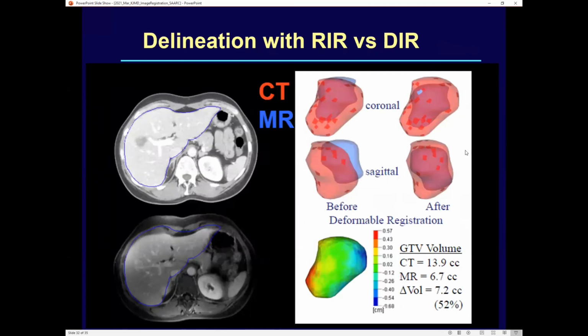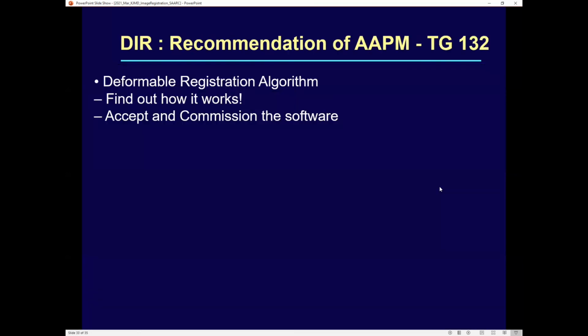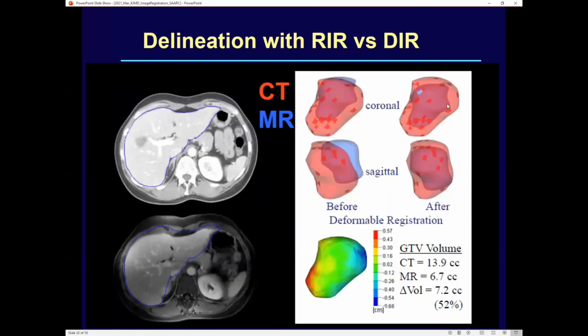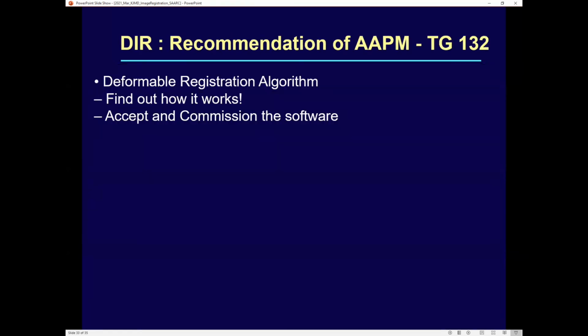Using this dice metric scale, you could see an image of a CT and MRI of a liver which has been overlapped, displayed in the coronal and sagittal images. Before deformable image registration, the DSC values were very low. After deformable image registration, the DSC values become acceptable, like 0.9 in this case. And if you take the Jacobian, you could also see that the regression shows it is zero, no negative expansion.